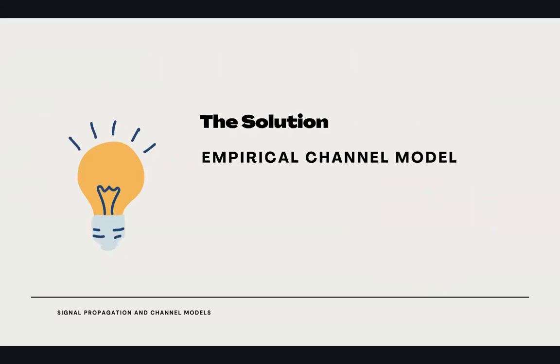So how can the problem be solved? Well, it can actually be solved using what is called an empirical channel model. In areas which are not suitable for mmWave, the existing channel modeling cannot be used. Early cellular empirical models are based on extensive measurement, and the examples include the Okumura model, Hata model, COST231 model, and multi-slope model.